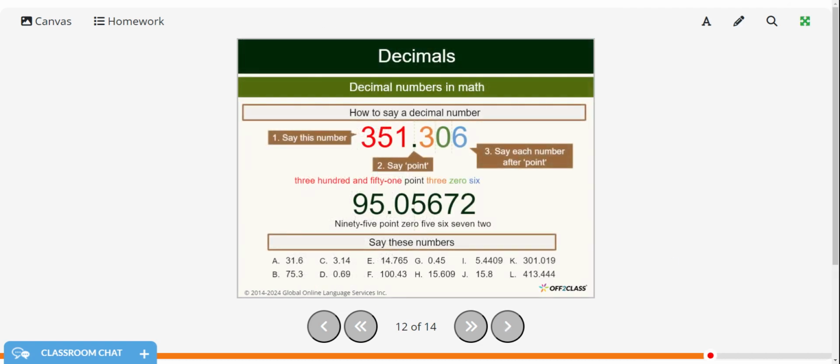All right, now we're going to talk about decimals and how we say a decimal number. So anything to the left of the decimal point is just pronounced as a regular cardinal number. So 351, and then we say point 306. So 351.306. Here we would have 95.05672.